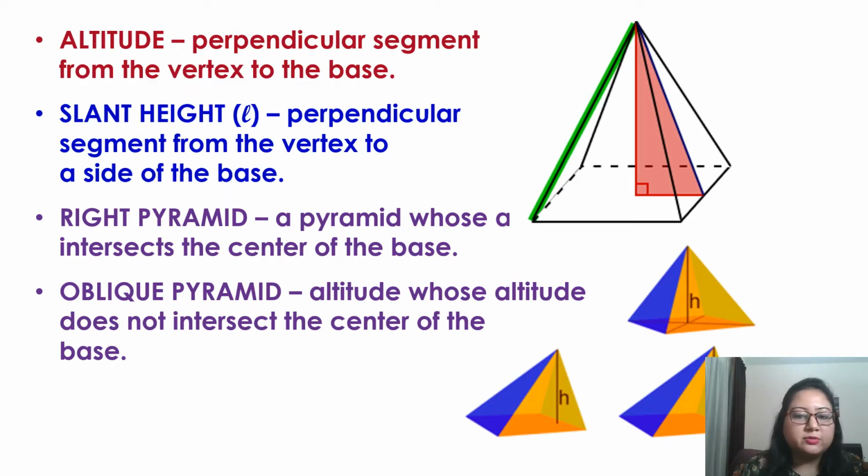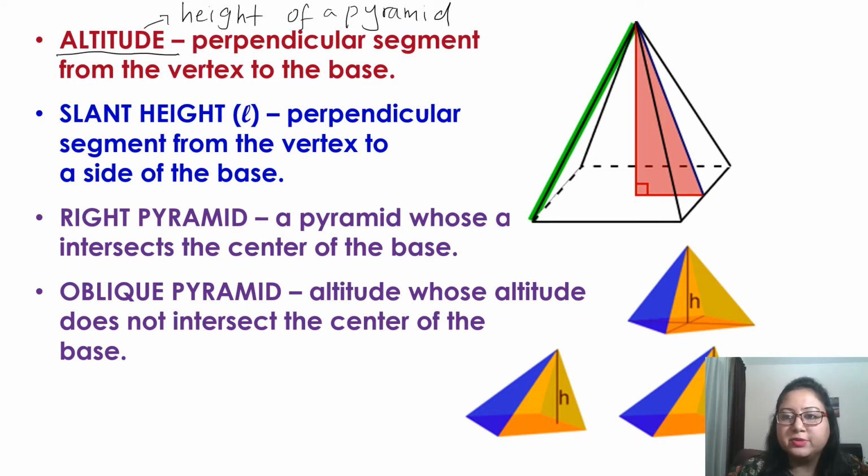The next term that we are going to understand, students, is altitude. And altitude, in simple words, is nothing but the height of a pyramid. So when I define an altitude, I have to say that it is a perpendicular segment from the vertex to the base. So let me explain it to you from this figure.